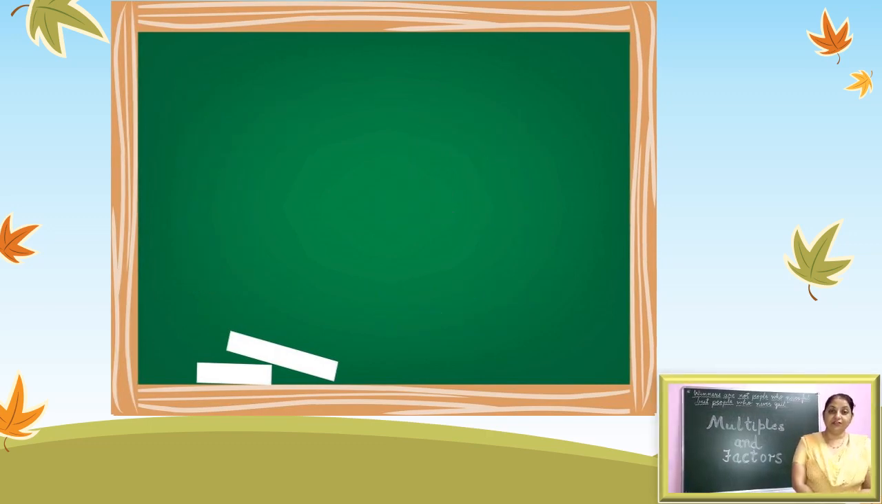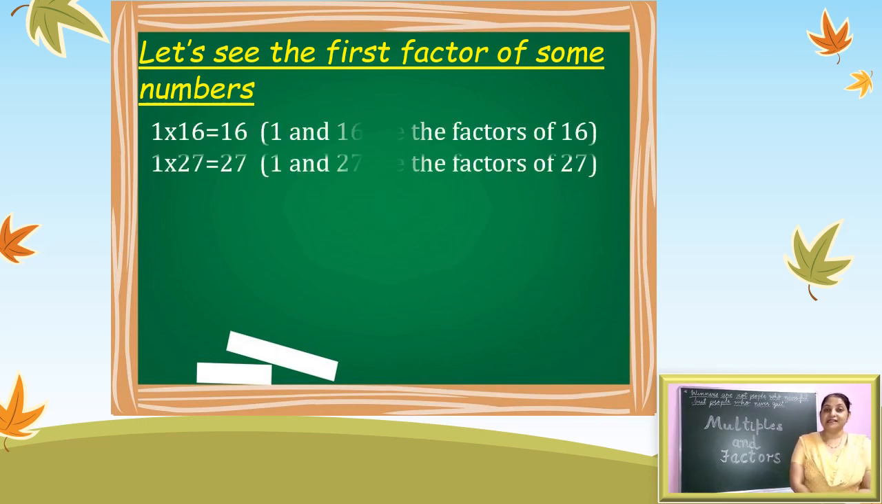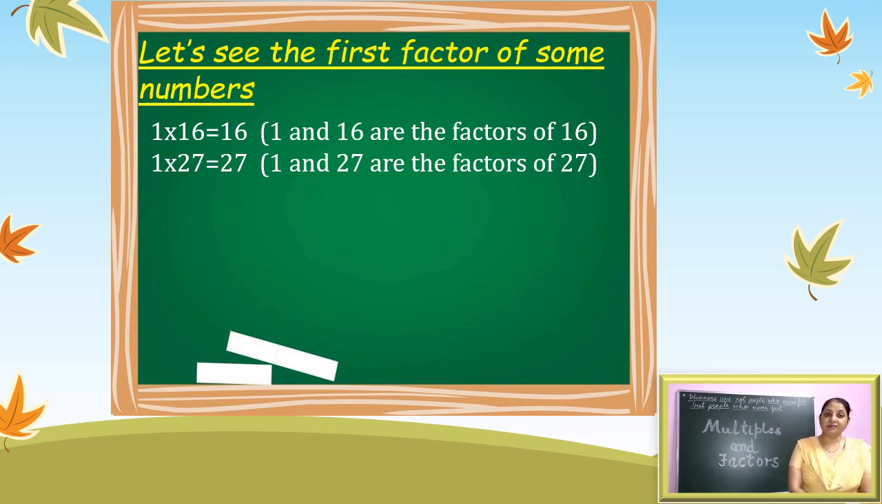Now we will learn the properties of factors by observing different examples. So first of all, let us find out the first factor of some numbers. Let us have the first factor of 16. In table of 1, 16 times gives us 16. So we can say 1 and 16 are the factors of 16. Similarly, if I take number 27, the first factor of 27 will be 1 again, as 1 multiplied by 27 gives 27.